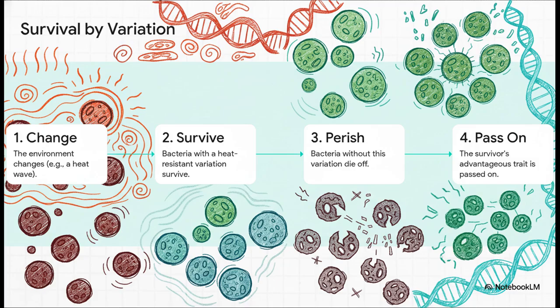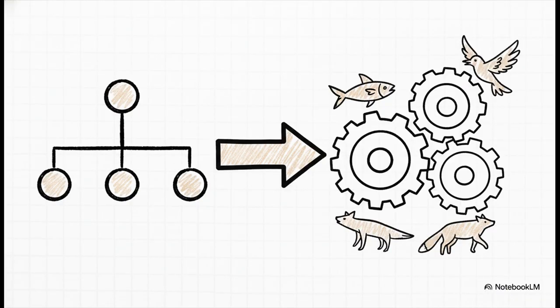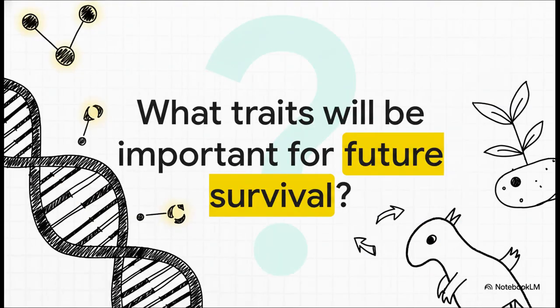Right. Think about a heat wave. Only the bacteria with that rare heat-resistant gene will make it. So you see, inheritance isn't just about looking like your parents. It's the very engine of evolution. Which leaves us with a pretty big question. What traits are going to matter most for our future?